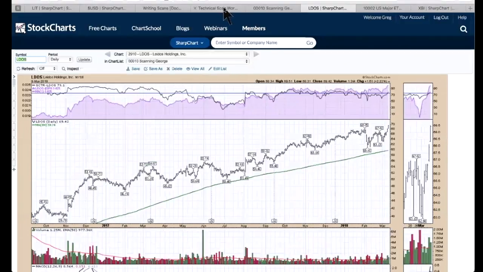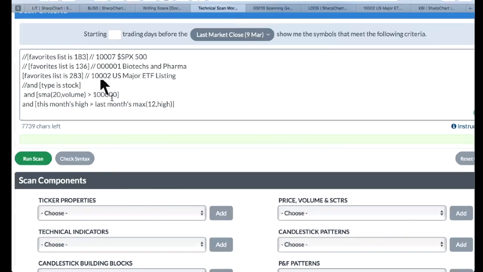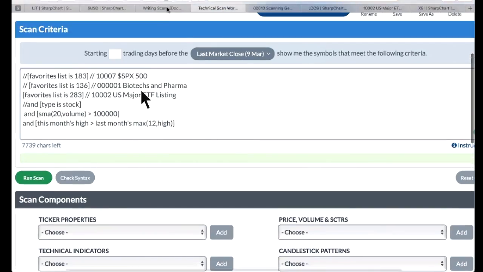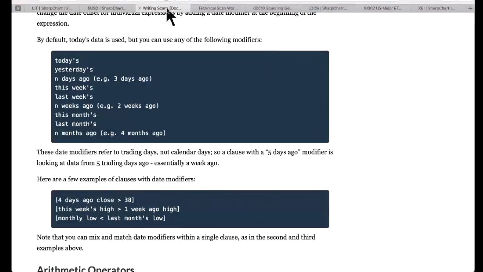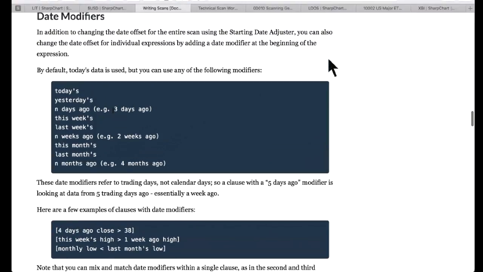Okay. The important thing about this is, how do you remember this code? I want to point you to some of the scan documents that are on StockCharts. This is really simple stuff, but if you don't have the phrasing right, it doesn't work. So you can do this monthly low is less than last month's low, or you can do this monthly high is greater than last month's high. That's going to show you a stock that's at a 2-month high. Cool. That might give you more than enough.